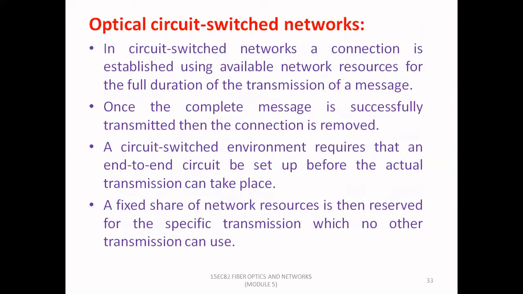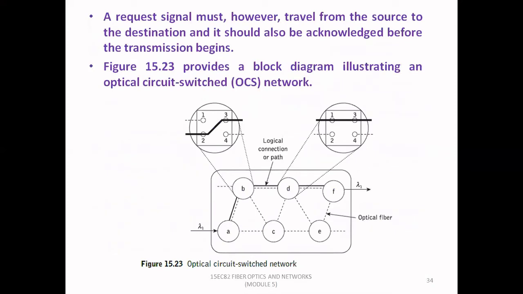Next topic is optical circuit switched networks. In circuit switched networks, a connection is established using available network resources for the full duration of the transmission of a message. Once the complete message is successfully transmitted, then the connection is removed. A circuit switched environment requires that an end-to-end circuit be set up before the actual transmission can take place. A fixed share of network resources is then reserved for the specific transmission, which no other transmission can use. A request signal must, however, travel from the source to the destination and it should also be acknowledged before the transmission begins. Figure 15.23 provides a block diagram illustrating an optical circuit switched network.